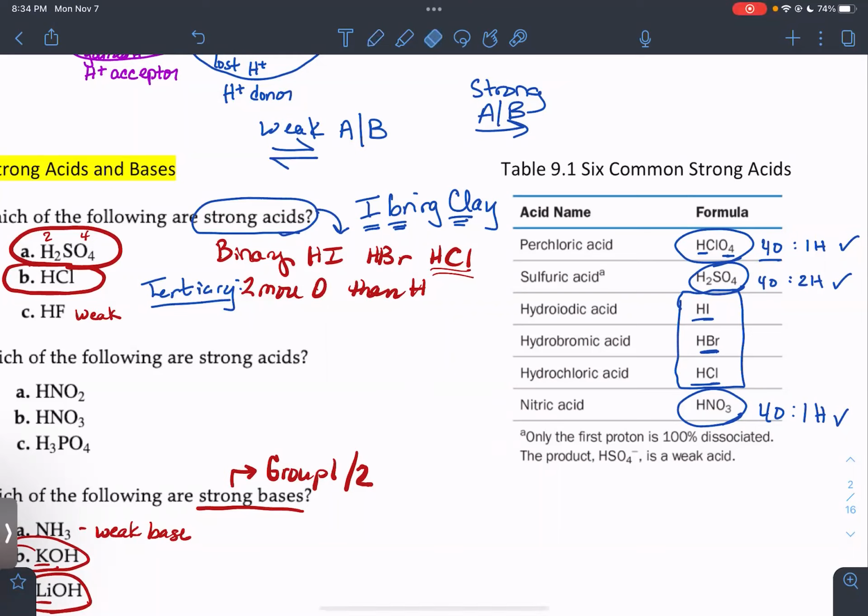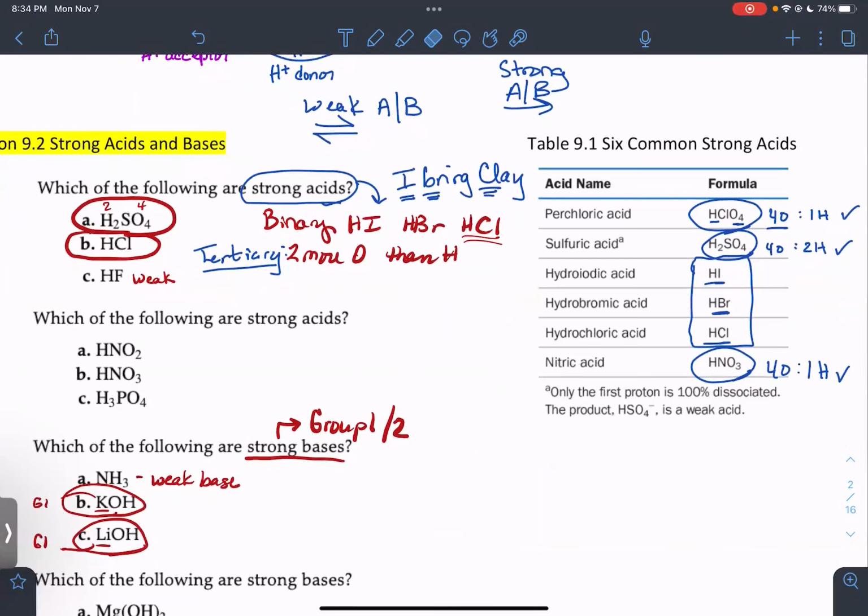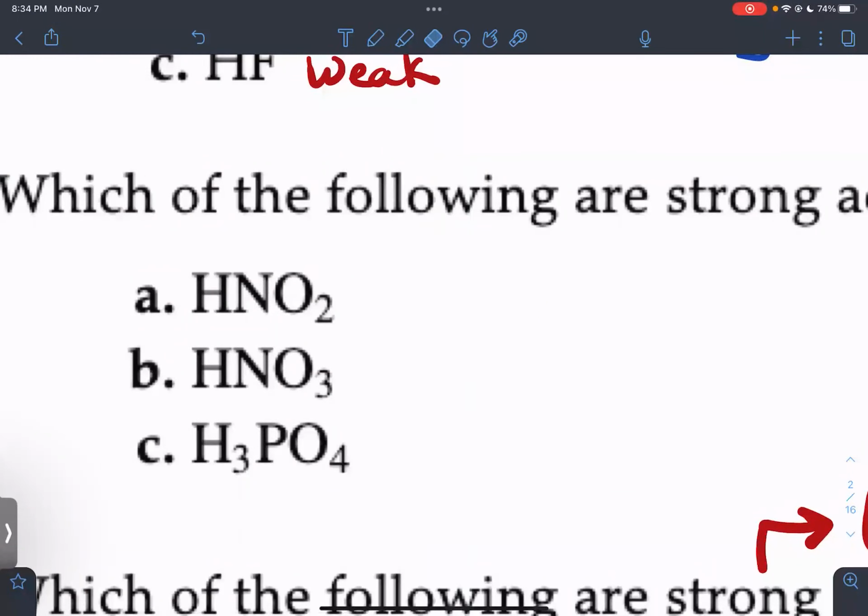Okay, so then when we talk about strong, let's go answer our strong acids and then we'll talk about strong bases. So which of the following are strong acids? I don't see any binary ones. So that was kind of sad, but let's look at the hydrogens and the oxygens without looking at our little list. We have 1 hydrogen here and we have 2 oxygens. So our requirement is we need 2 more oxygens than hydrogen. Here, I only have 1 more oxygen than hydrogen. So this is something that is weak.